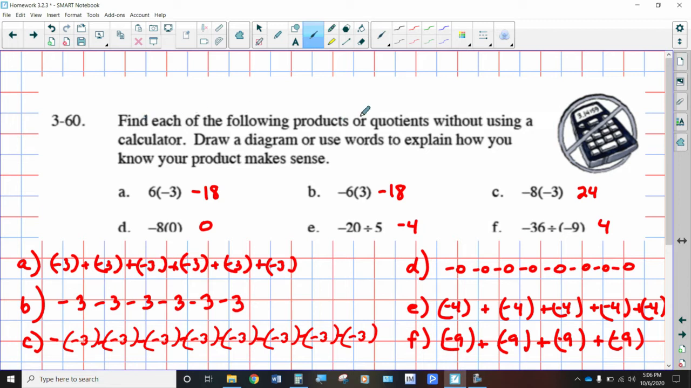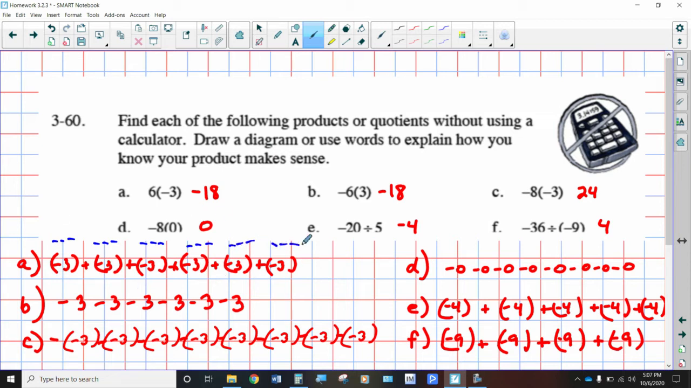Find each of the following products or quotients without using a calculator. Well, okay, we can do that. When you are multiplying 2 numbers that have different signs, you're going to get a negative answer. The reason for that is because of repeated addition. This is literally saying you got -3 that you're adding repeatedly 6 times. So here's -3, -6, -9, -12, -15, -18.